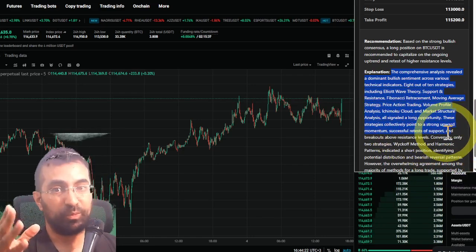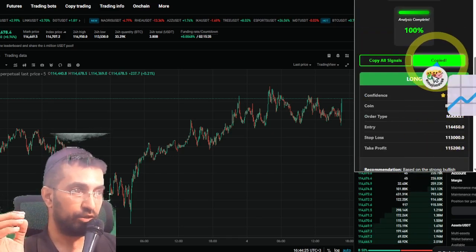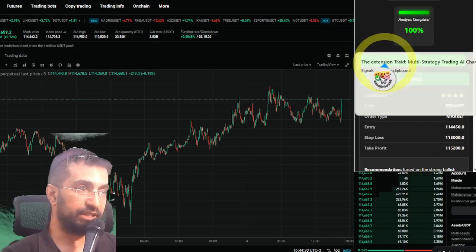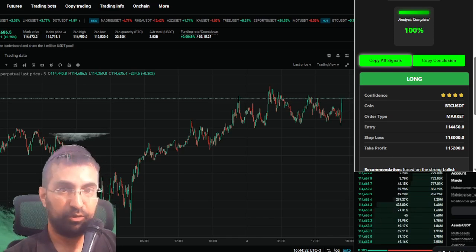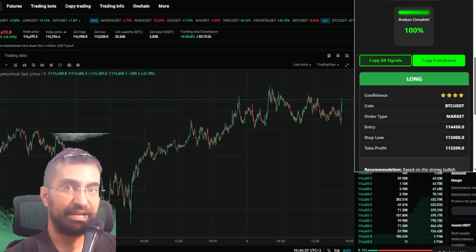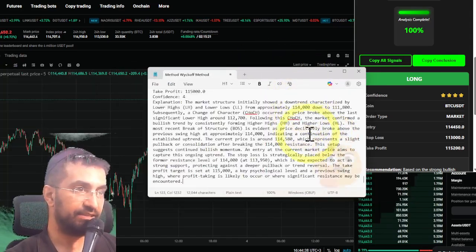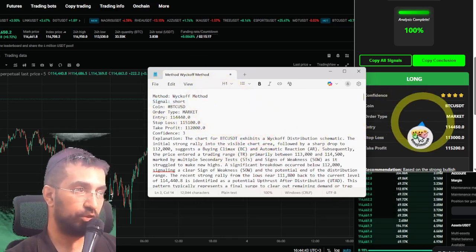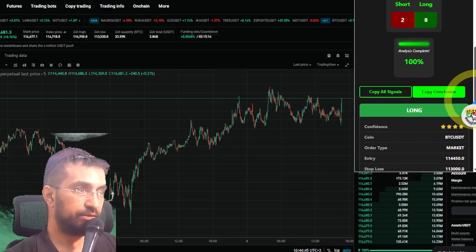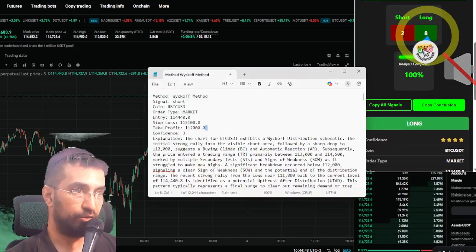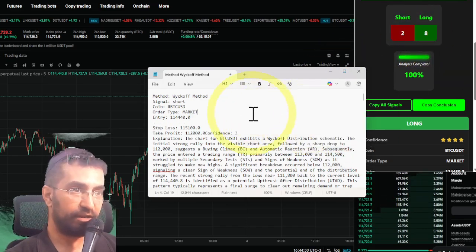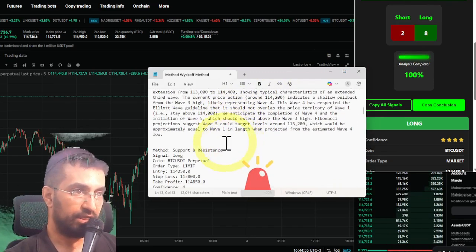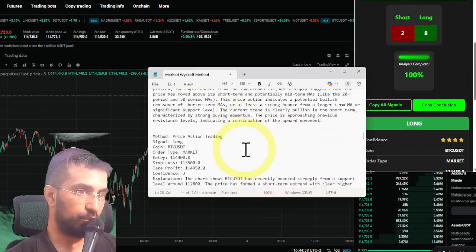So basically what we're seeing here is that you can either copy this conclusion and send it to your people, or you can click copy all signals, and then you can analyze them. Of course, for educational purposes, you analyze them. Let me just paste what you get into here. So you can see all the different strategies. Wyckoff method is the one that said short. As you know, there are 2 shorts and 8 longs. If you look here, at what we've copied, you can see the Wyckoff was one of them that said short, and the Elliott wave theory said long. The support and resistance said long, and you can see each one and its explanation.